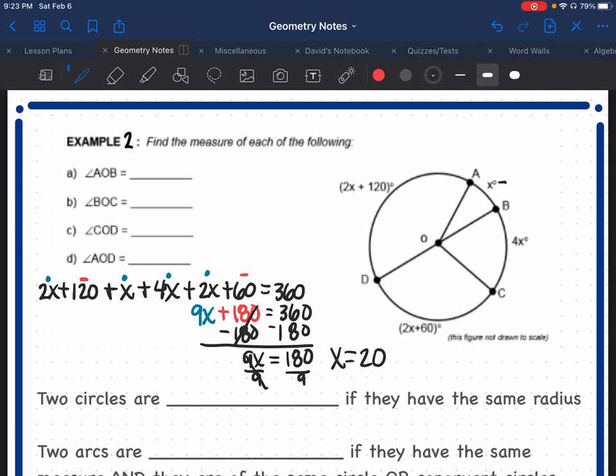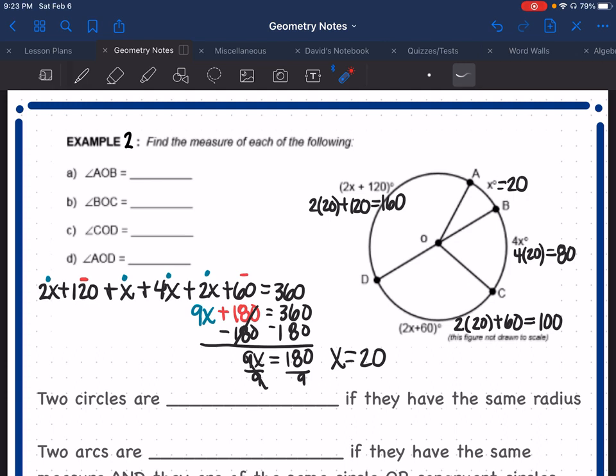Now all I have to do is go back and plug this in. So this angle is 20. This one would be 4 times 20, which would be 80. This one would be 2 times 20 plus 60. That would be 40 plus 60, 100. And this one would be 2 times 20 plus 120. That would be 40 plus 120. That would be 160. And so now I have all my answers.